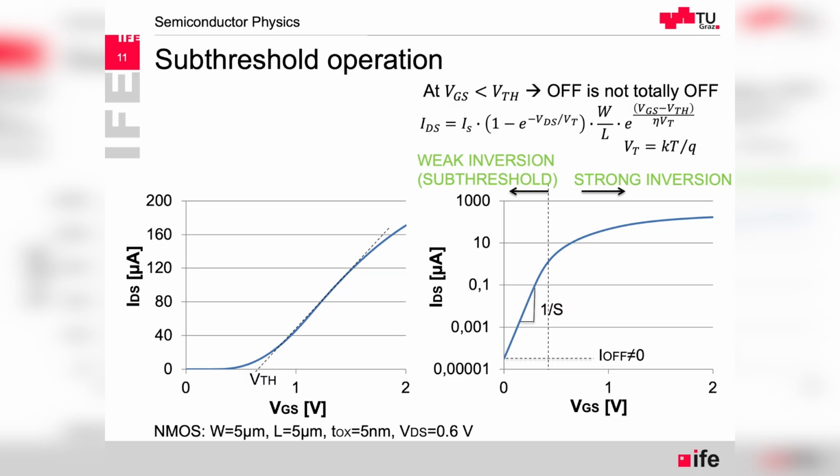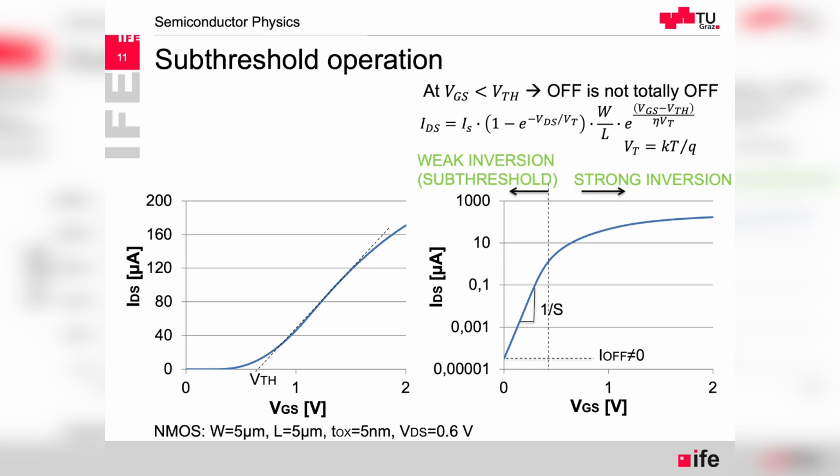In some cases, especially when we want circuits of low power consumption, we are interested in operating in the subthreshold region. That's something I already said before. But by analyzing the subthreshold operation region and looking at the characteristics in subthreshold, we can also understand what the current value will be if the transistor is switched off.